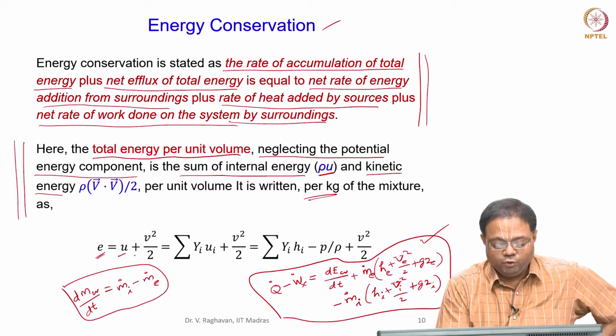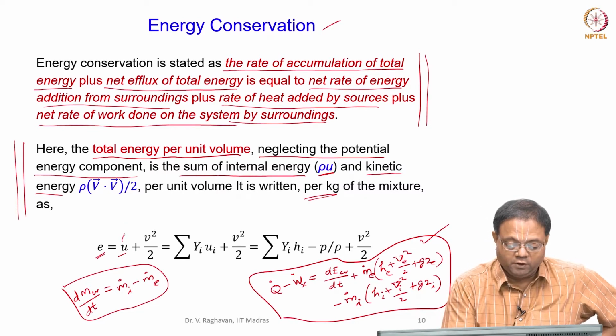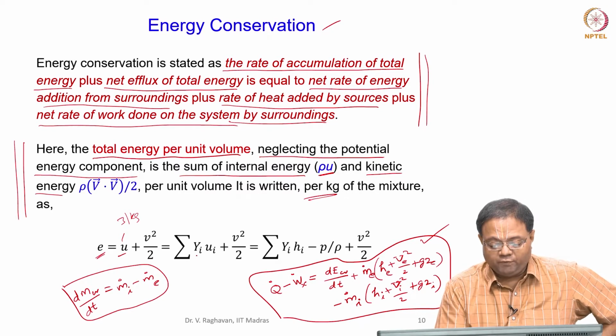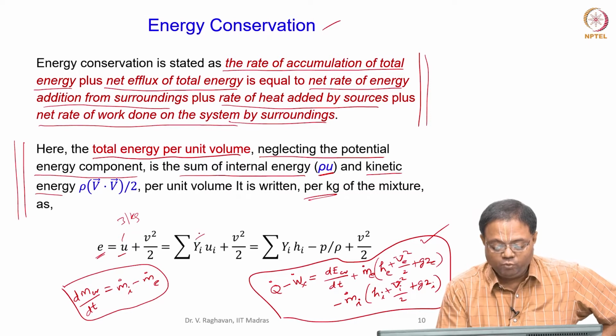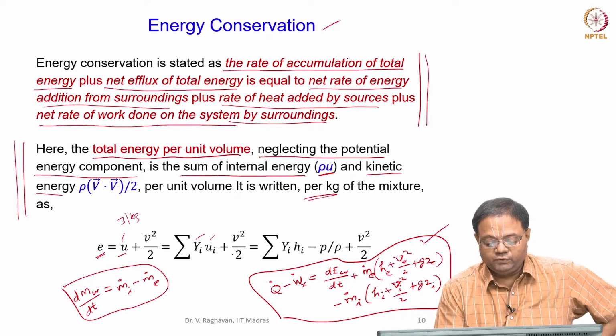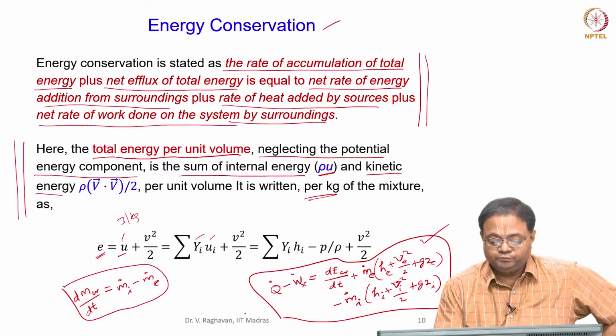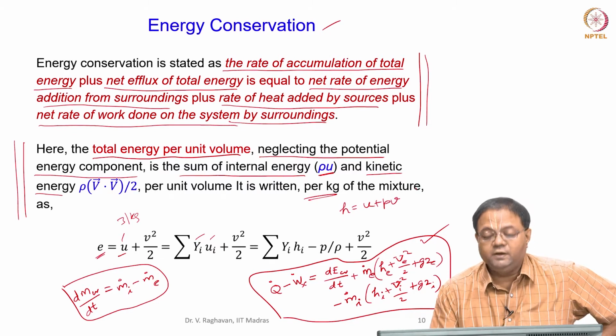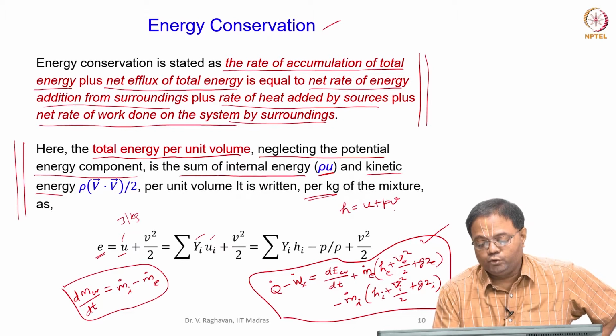Okay. Now, U can be written as, okay, U is actually joule per kg. So, now we can write this as a sum of mass fraction of each species Yi into ui plus V square by 2, and U, internal energy, can be written by the definition of enthalpy, specific enthalpy H equal to U plus PV.